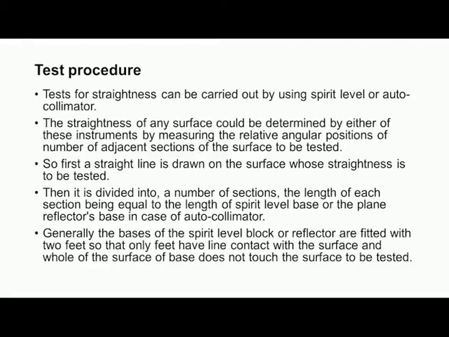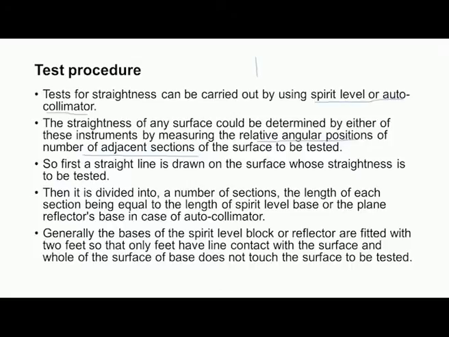Now, the test procedure is like this. The test can be carried out by using spirit level or auto collimator. The procedure remains same. The straightness of any surface could be determined by either of these instruments by measuring the relative angular positions of a number of adjacent sections made on the surface to be tested. So, what we have to do is we have to draw a line on the surface whose straightness is to be inspected like this.